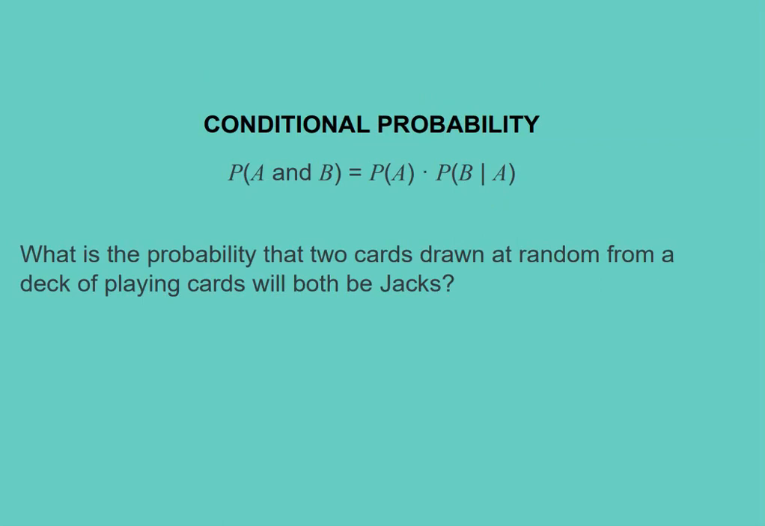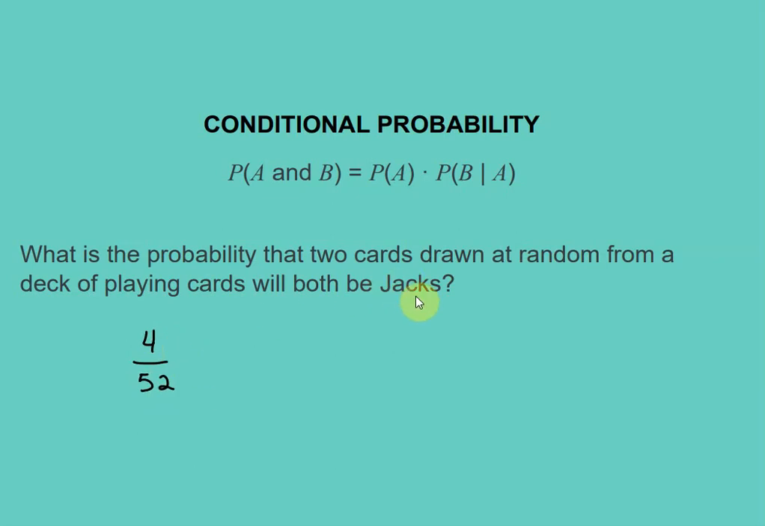For example, what is the probability that 2 cards drawn at random from a deck of playing cards will both be jacks? So there are 2 events happening here. We're going to draw 2 cards. When we draw the first card, what is the probability that that first card is a jack? Well, how many jacks are there in a deck of cards? There's 4. And there are 52 cards total.